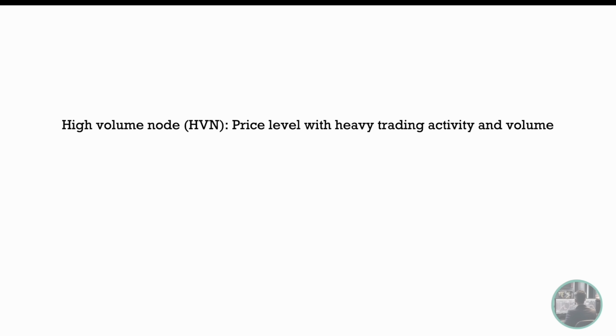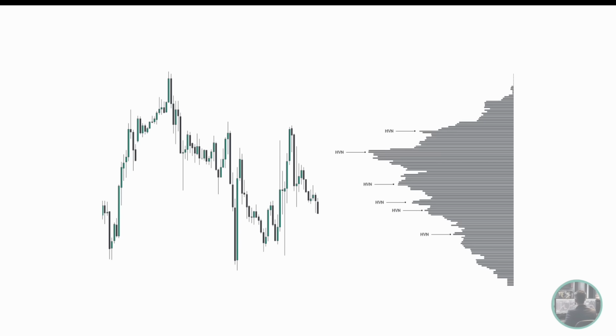The first is high volume nodes. A high volume node is a price level where a ton of trading happened. Heavy activity and massive orders being filled on both sides. This is represented by the large volume bars. And this is where the market slows down, because when you have that many buyers and sellers concentrated at one price, neither side can push through easily. They're fighting for control, and until one side wins, the price just hovers here.